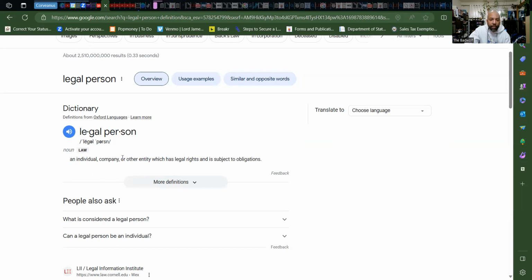Entity can mean a being or a thing, but in this case, that's what it means. Some kind of state of being, an entity, an it, a thing, a state. Your all caps name is a legal person, which has legal rights and is subject to obligations. This is why when you send certain things to the government, they're like, what are you talking about? Are you special needs? What's going on?